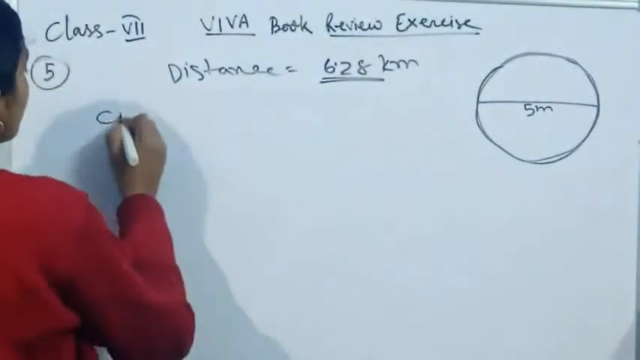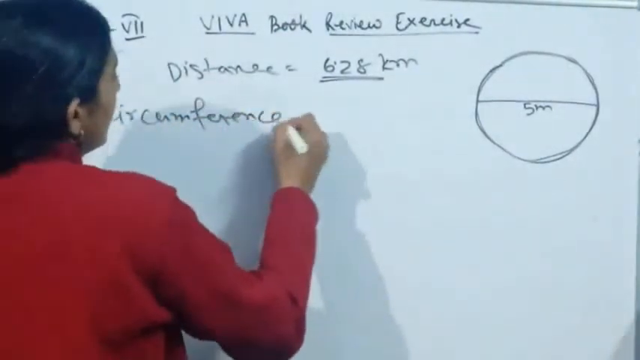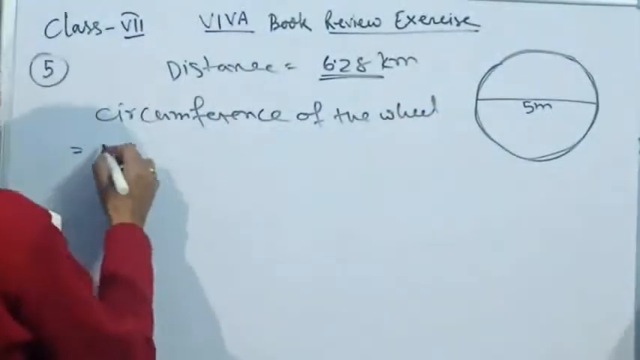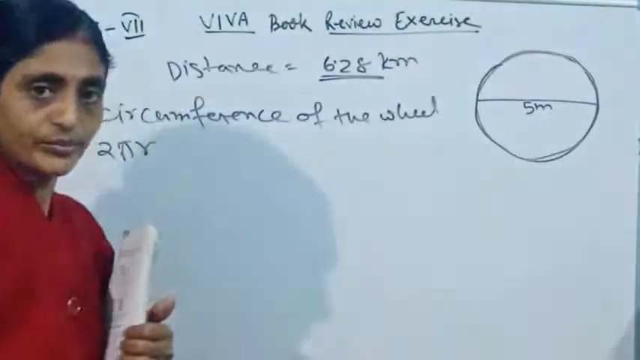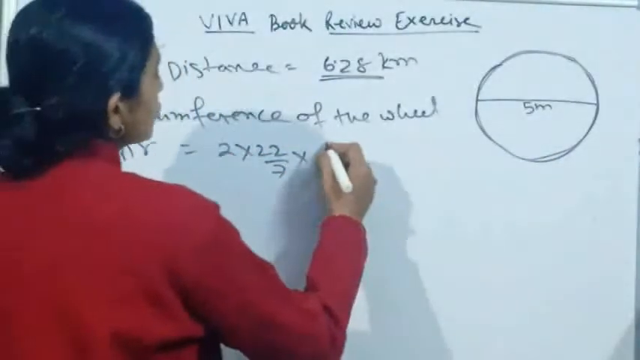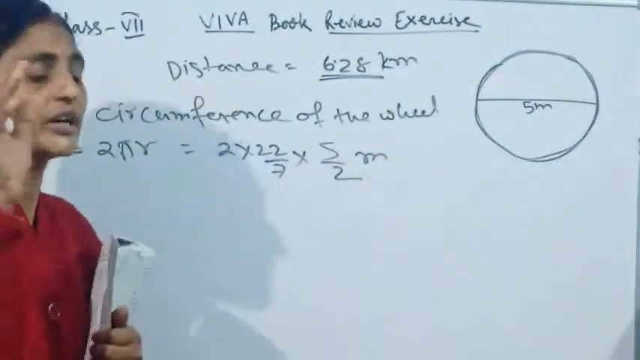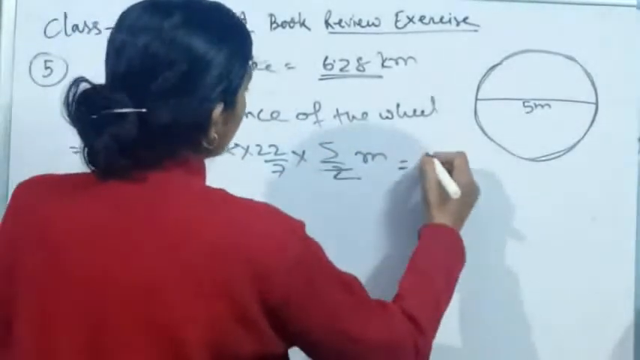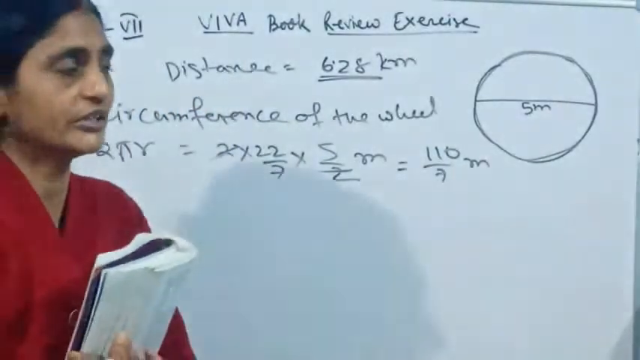Okay, so the circumference of the wheel equals what? Definitely 2 pi r, whereas the value of r will be 5 by 2. So that will be 2 into, let it be 22 by 7, and in place of r I can write 5 by 2, that much what? Meter. Unit should be correct. Now you can see nothing more to cancel. It is coming 110 by 7 meter. Let it be. Afterwards we will need this.